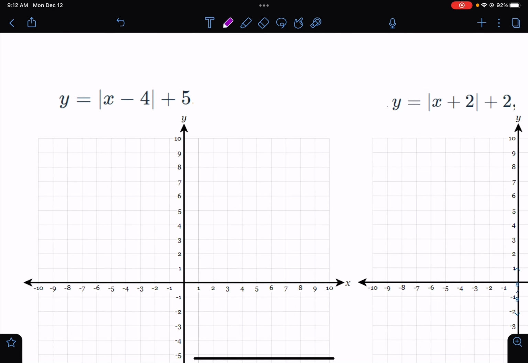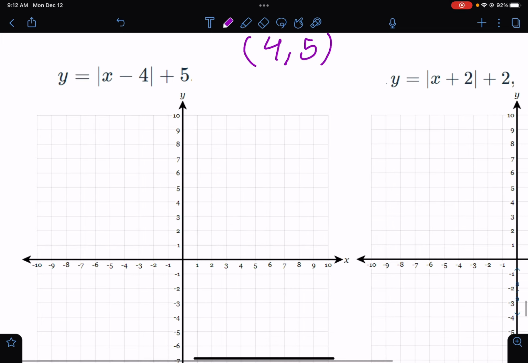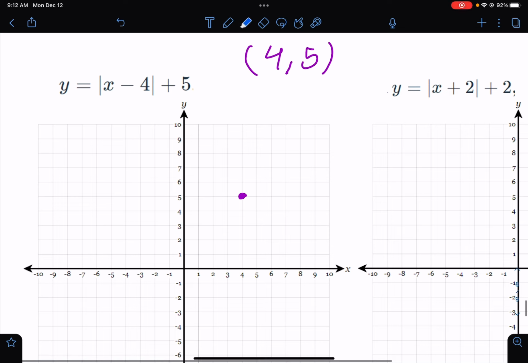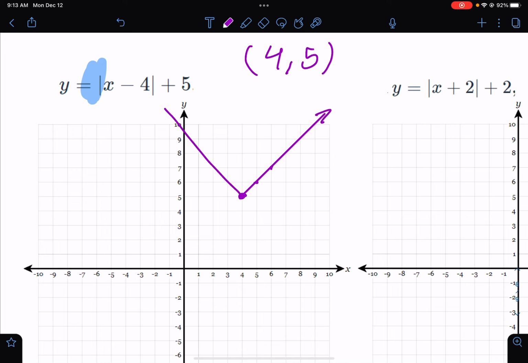All right. So let's go ahead and try this guy. Let's find our starting point or our vertex here. So we switch the sign of the -4, keep the sign of the +5. So we're going to go to (4, 5). Now, this guy doesn't have any numbers out in front. So what that means is that our slope is going to remain 1 and -1. So we got a slope of 1 going in this direction. And then we have a slope of -1 going in this direction. Okay, so that is how we would graph something like this.